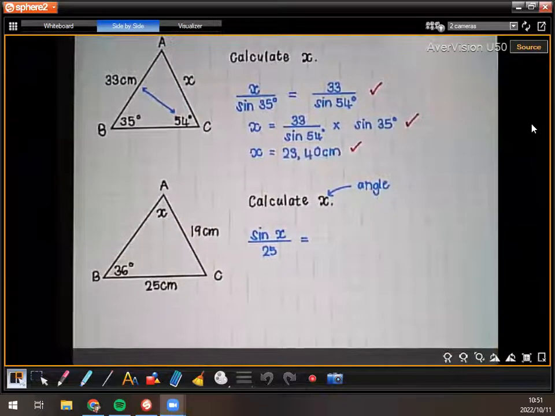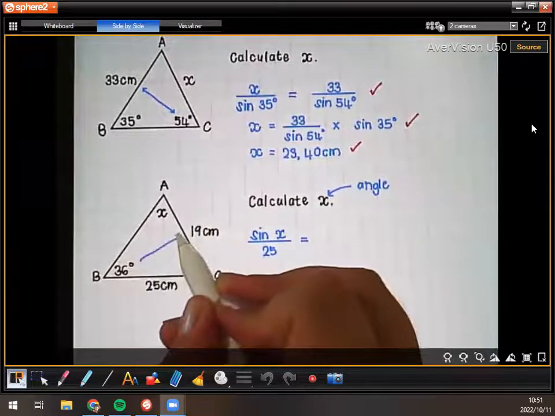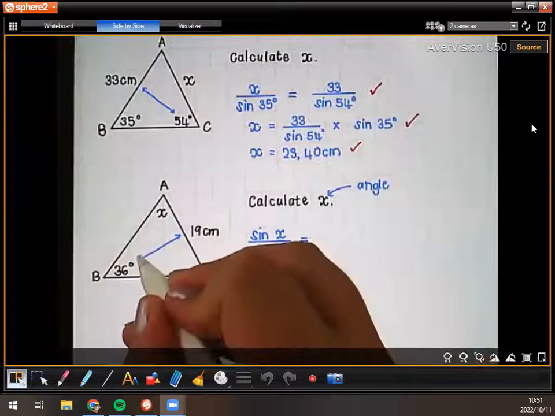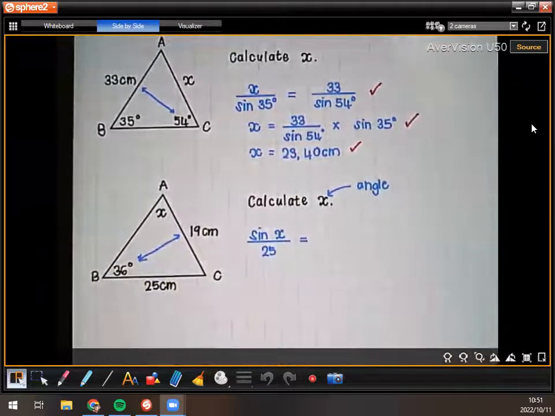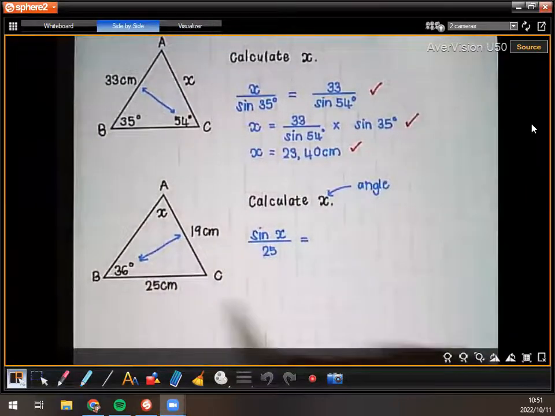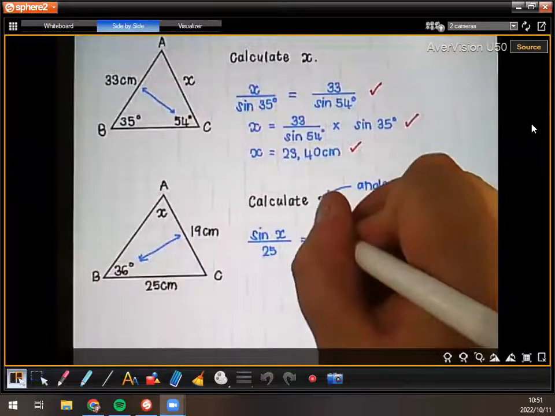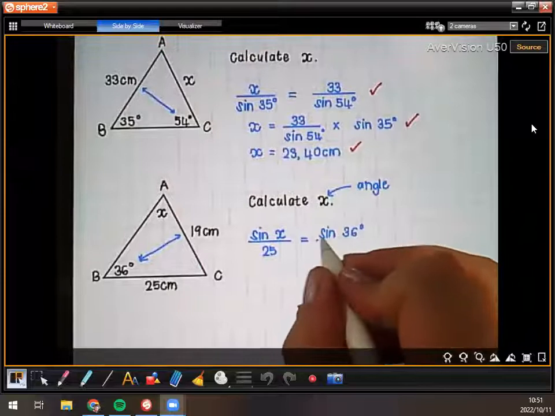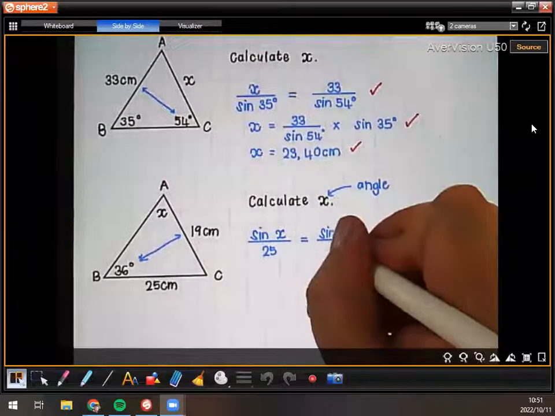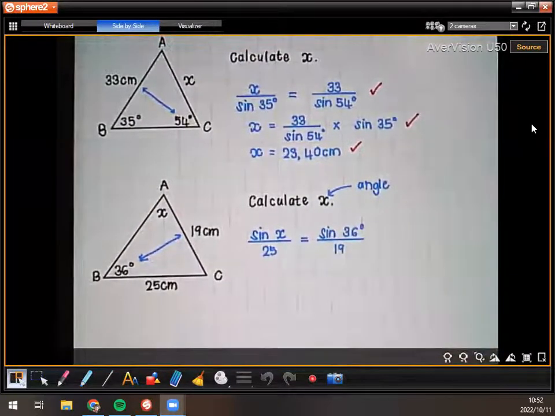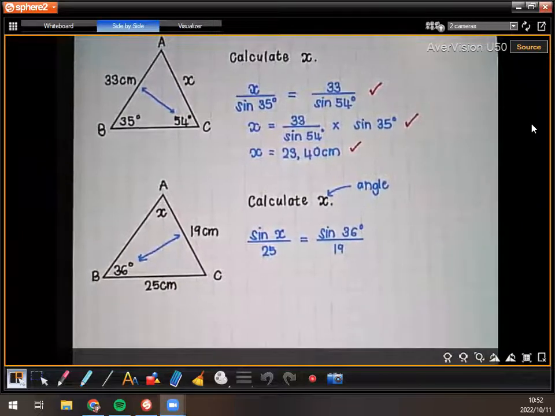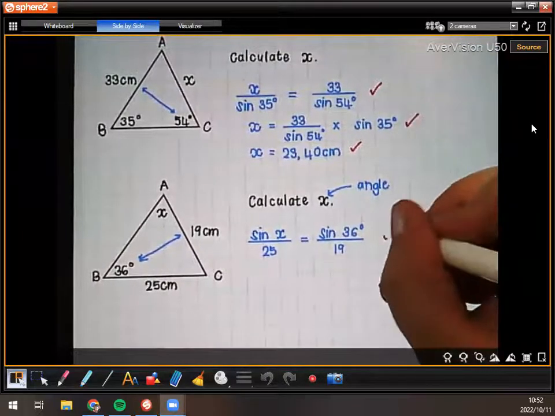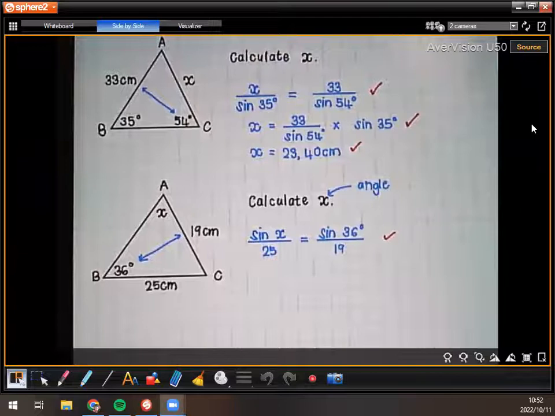And that is going to be equal to, do we have another pair of an opposite side and angle? Yes, we do, 36 and 19. So because we started with an angle at the top, sine of an angle, we need to do that for the second fraction as well. So we're going to say sine 36 at the top, and that is then over the opposite side, which is 19. Again, just like in the others, you would get your first mark for doing that.